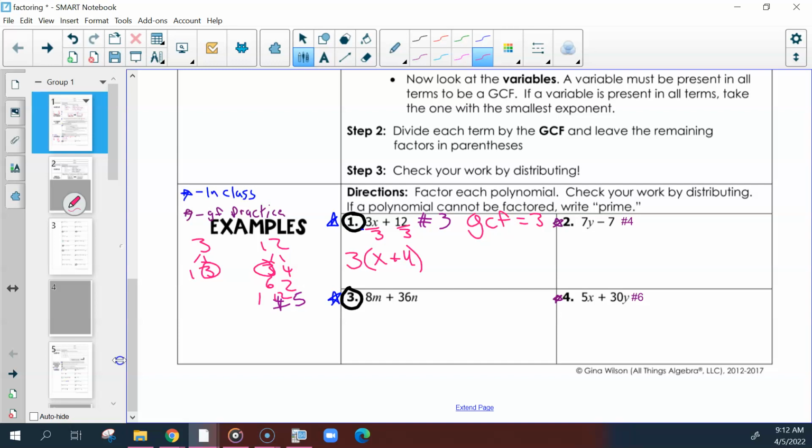You can go back and check yourself with these by distributing. So if I were to distribute this, I would get 3 times x, which is 3x, 3 times 4, which is 12. So I know that works. Divide out the 3. So you are dividing it to find the inside, but you also need it outside.